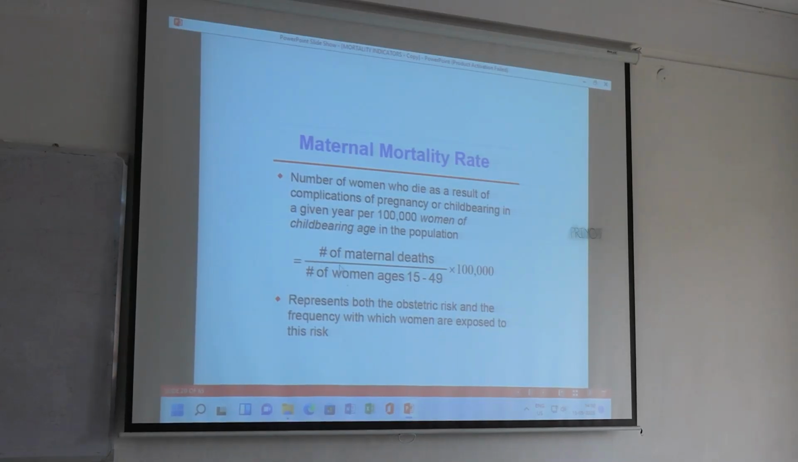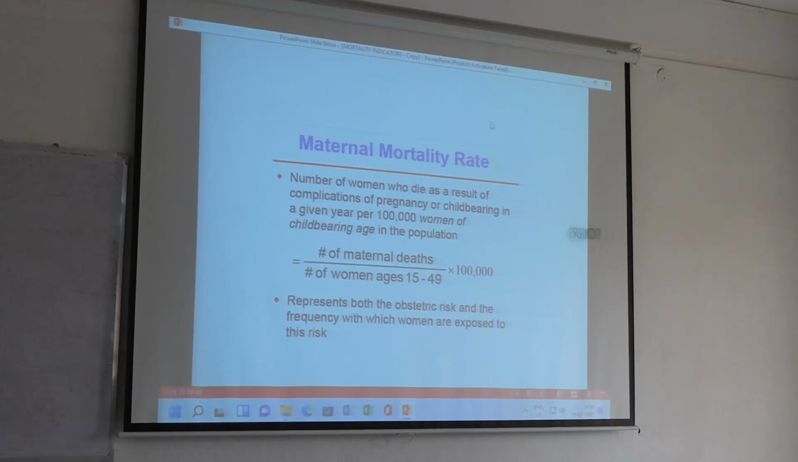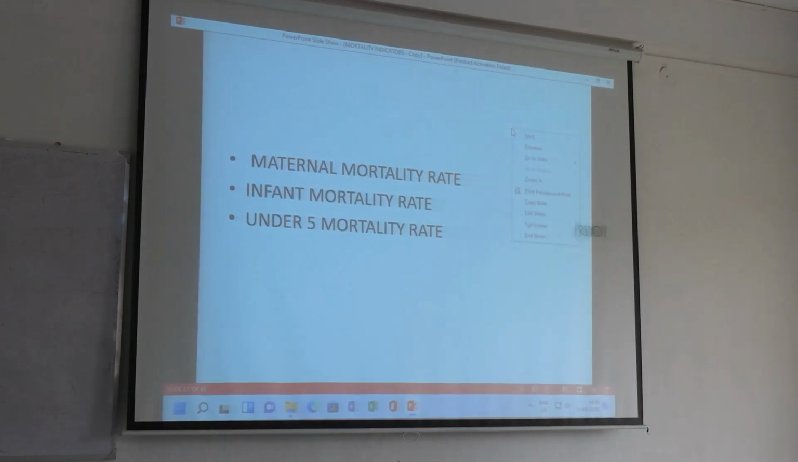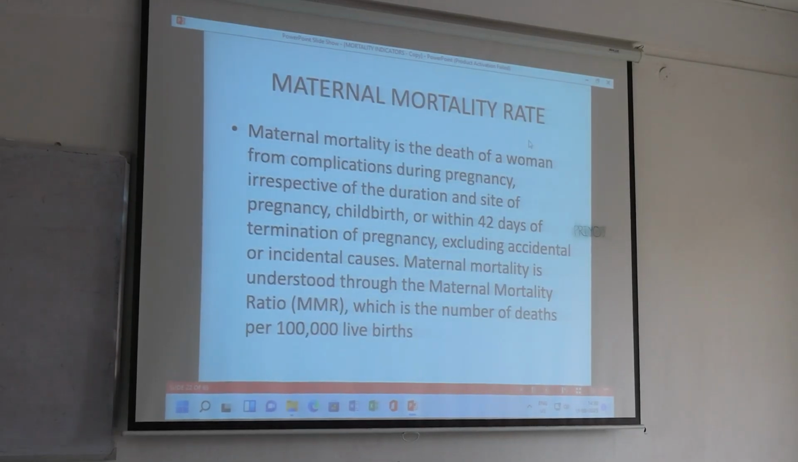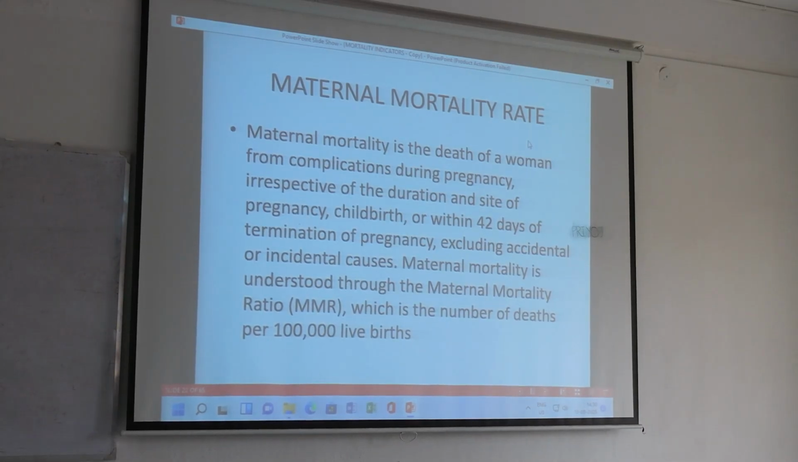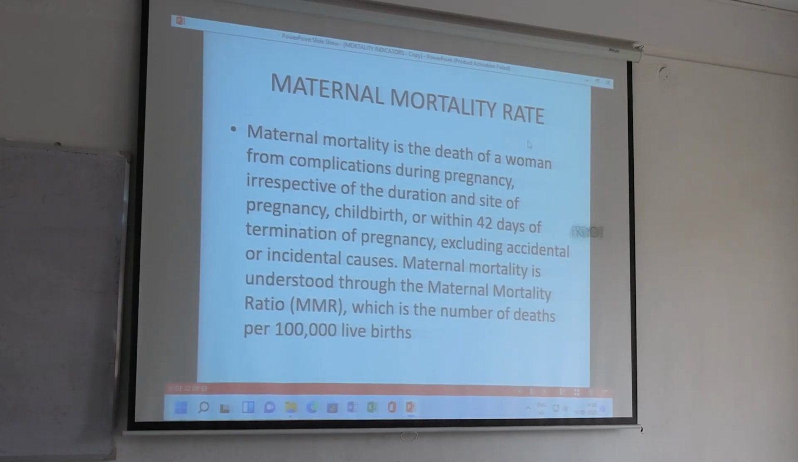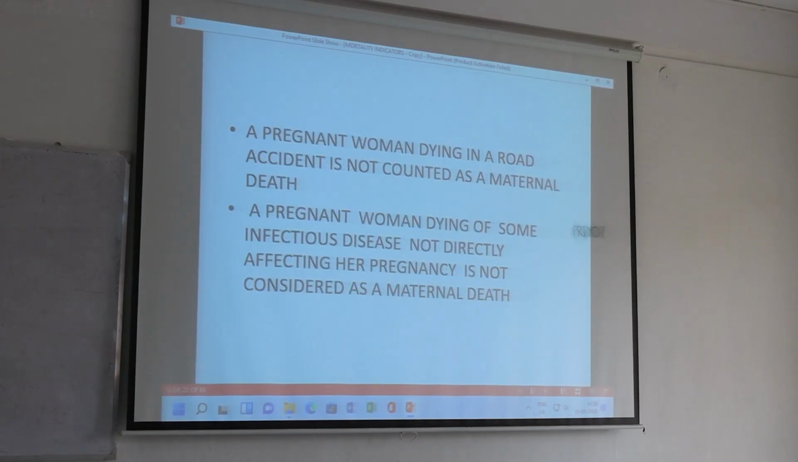So, the number of maternal deaths divided by women of reproductive age, 15 to 49. This reflects both the obstetric risk and the frequency with which the women are exposed to this. So, these are the common terms we have to learn. Again, I'm repeating, maternal mortality is based on 1,000 live births. All these things are based on 1,000 live births, not the population.